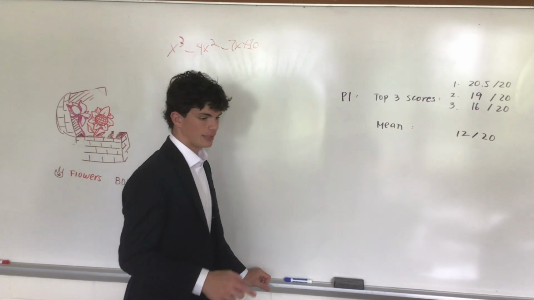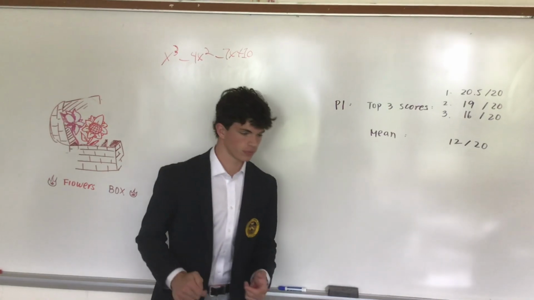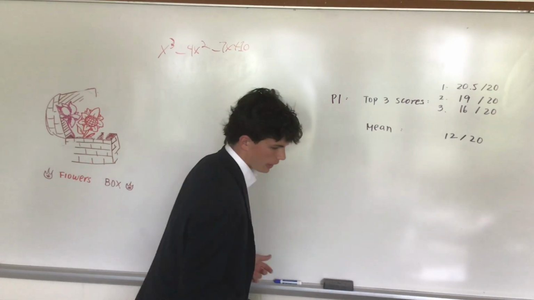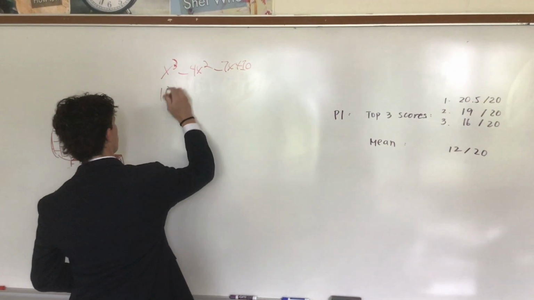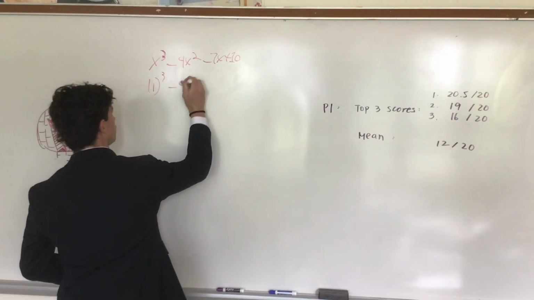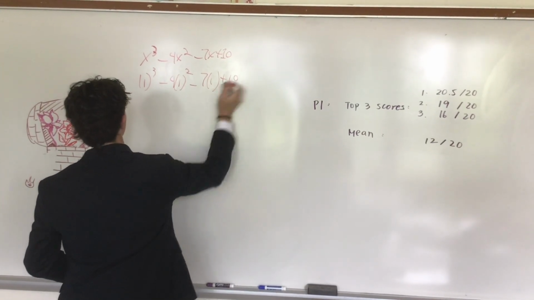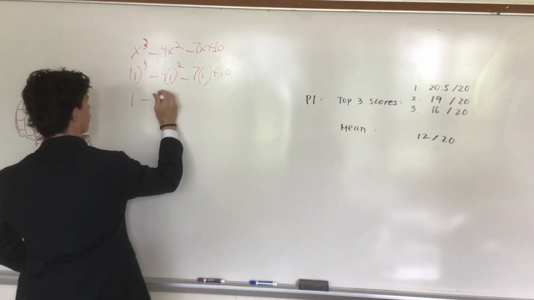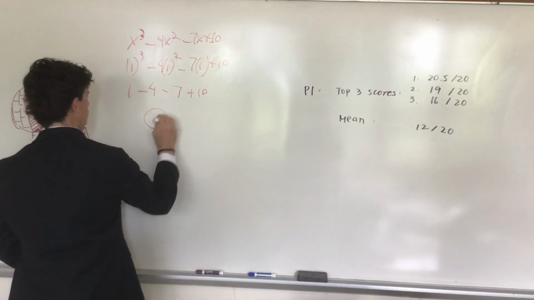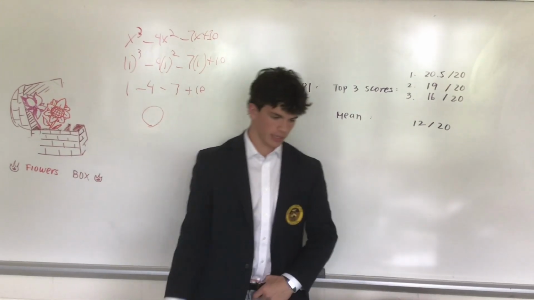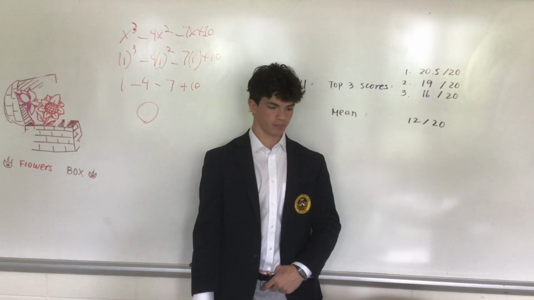One strategy is testing possible values. This is sometimes called trial and error, or as we call it, brute force. Now, simply follow step by step. For this problem, you're going to plug 1 in for every x value that you see. 1 cubed minus 4 times 1 squared minus 7 times 1 plus 10. This would come out to 1 minus 4 minus 7 plus 10, which would be 0. So since the answer equals 0, this confirms that x equals 1 is a root.